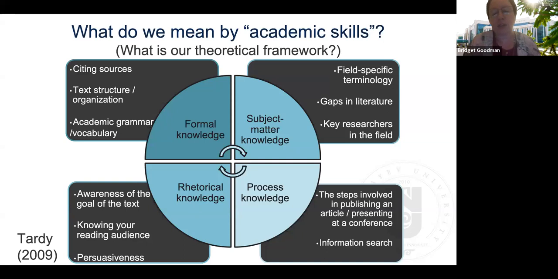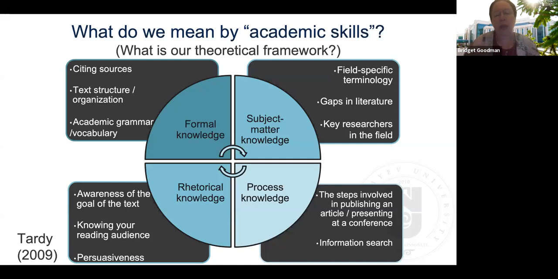Is it to get into the university? Is it to tick the box and complete the course or the program? Or is it to tell a story, to make an argument? Knowing who your reading audience is.